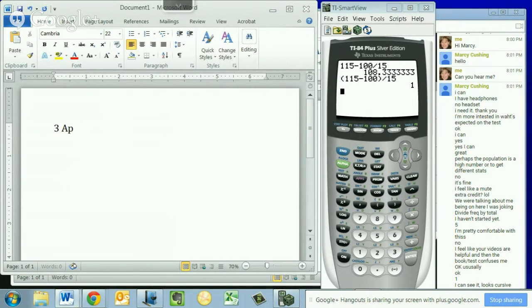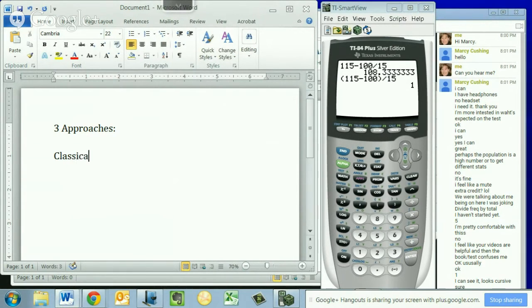Okay, so 3 approaches. We looked at classical, empirical, and subjective. The key thing again with the classical approach is that you're dealing with equally likely outcomes. And with classical, you can list a sample space.